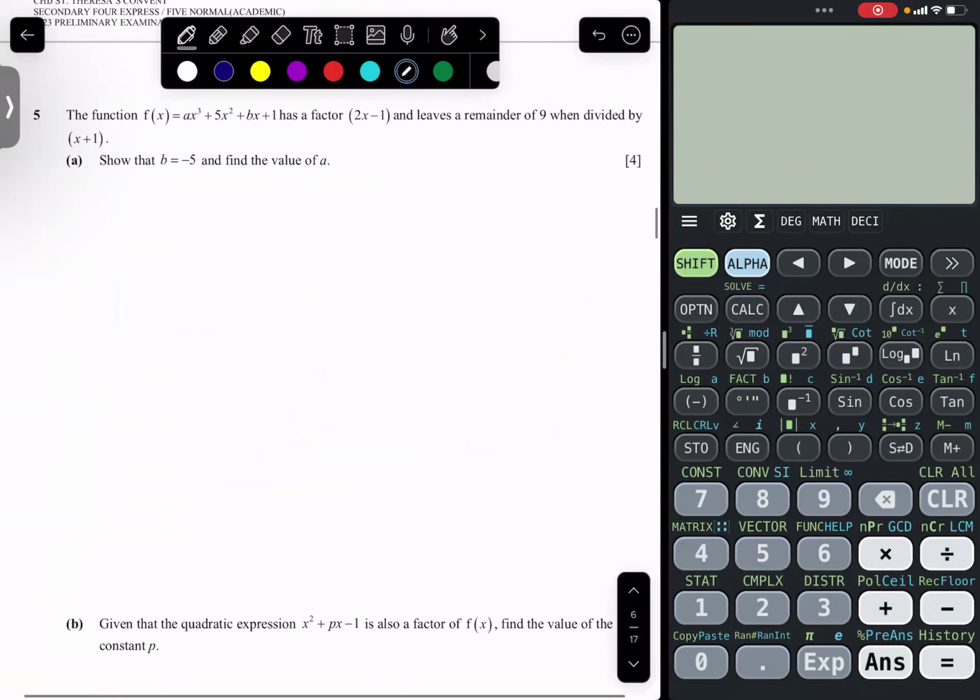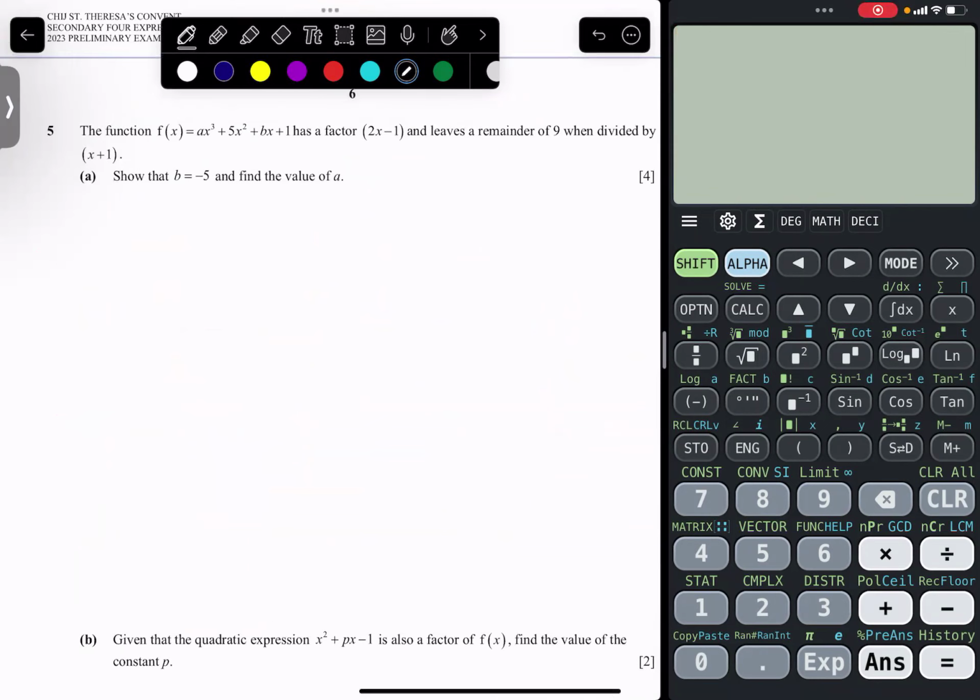Okay, let's look at question 5. The function f(x) equals ax cubed plus 5x squared plus bx plus 1 has a factor of 2x minus 1 and leaves a remainder of 9 when divided by x plus 1. Show that b equals -5 and find the value of a. Okay, so factor and remainder theorem.